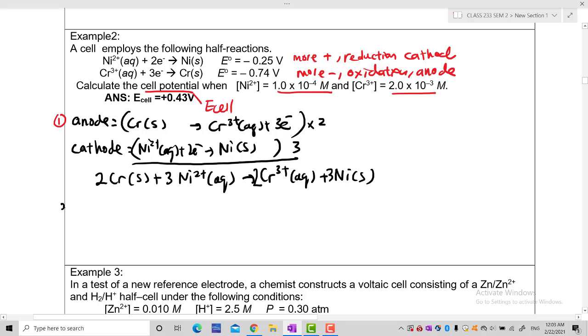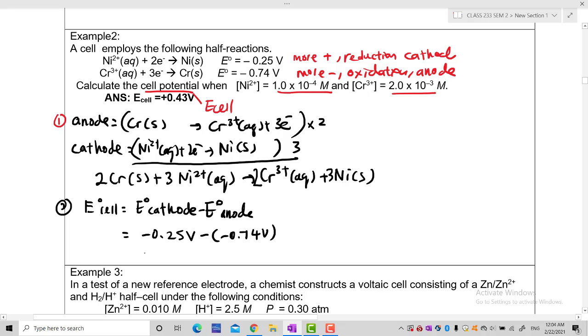Okay, this is the first step. The second step is to calculate the E naught cell. So E naught cell equals E naught cathode minus E naught anode. The cathode now is nickel, so negative 0.25 volt minus negative 0.74 volt. So at the end you will get the answer of positive 0.49 volt. Okay, then after that we apply the Nernst equation.